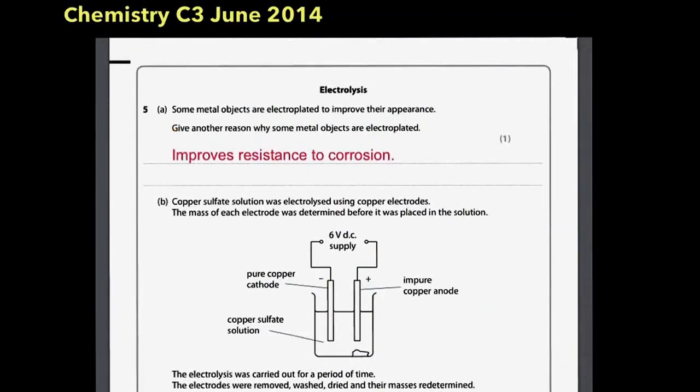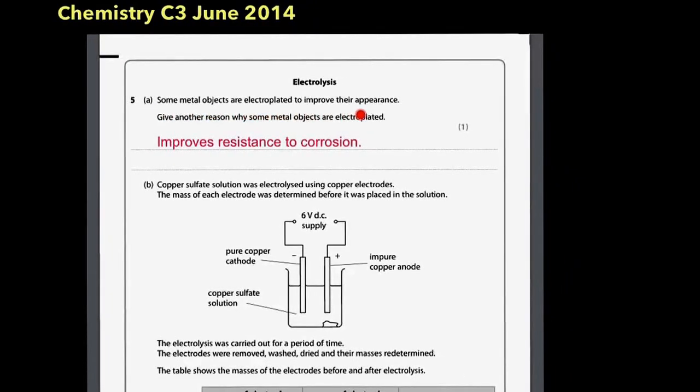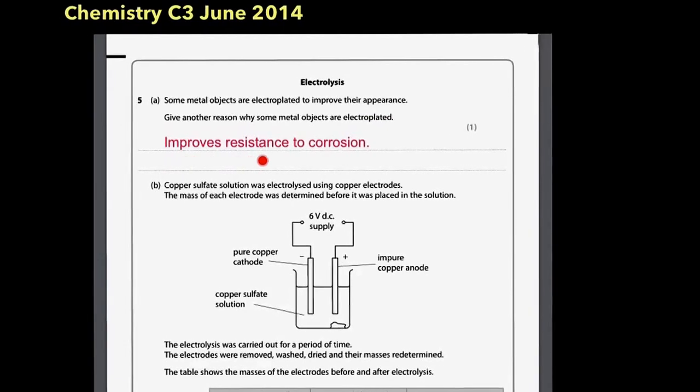So for question 5, it asks us about some metal objects that are electroplated to improve their appearance. Give another reason why some metal objects are electroplated. So for 1 mark, you would only need to say improves resistance to corrosion.